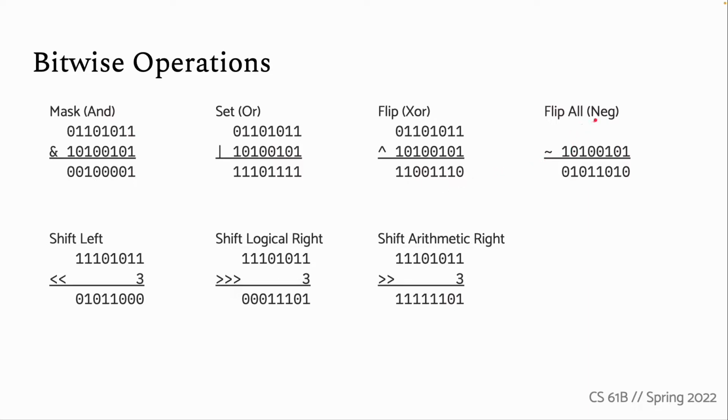Next, we have a flip all, also known as a negation. In this situation, we just flip all of our bits. This is a unary operator, so you only have one number when you're doing this one. So 1 turns to 0, and 0 turns to 1.